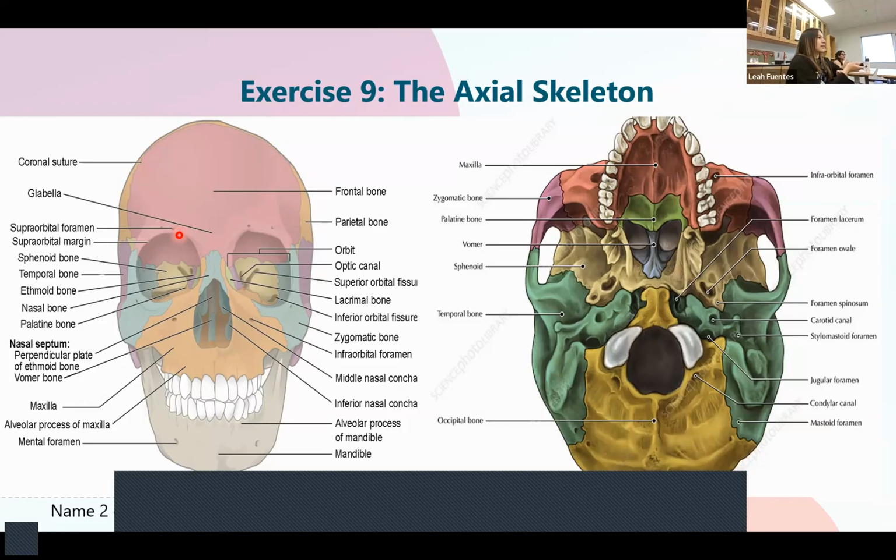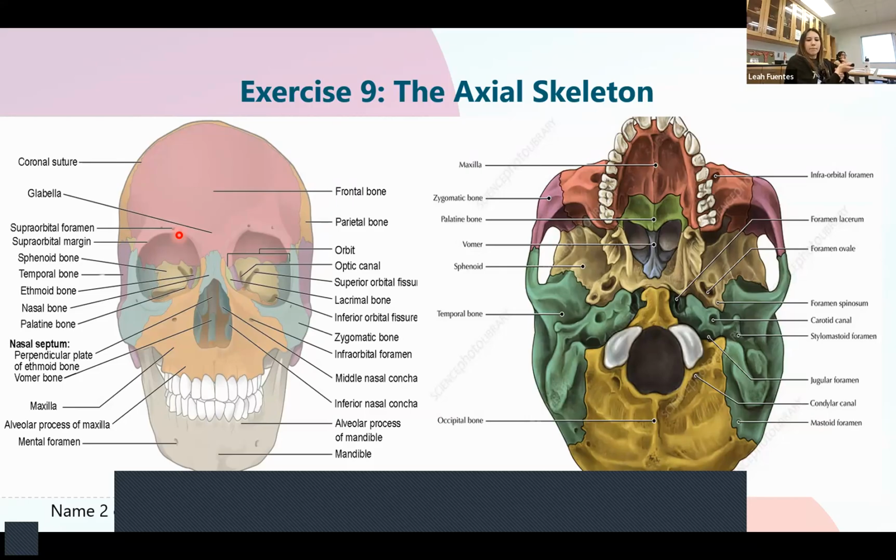Temporal bone on the side. We have our zygomatic bones, which are your cheekbones. Again, I'm going to try not to use any of the common terms because if you put those on the exam, it's probably going to be wrong. So zygomatics. We have our maxilla here and our mandible. Your mandible is your jaw.